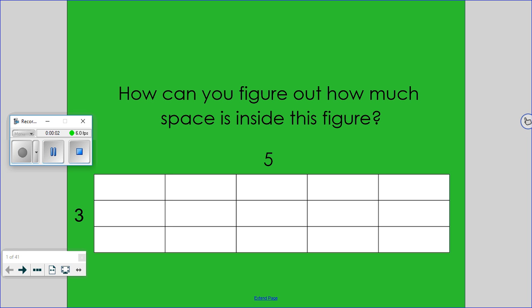Again, yesterday, we kind of talked about area and what that word means to us. A lot of you told me it has to do with space in a certain place. And you're exactly right. We're trying to figure out how much space is inside a specific area. So our question today is, how can you figure out how much space is inside this figure?